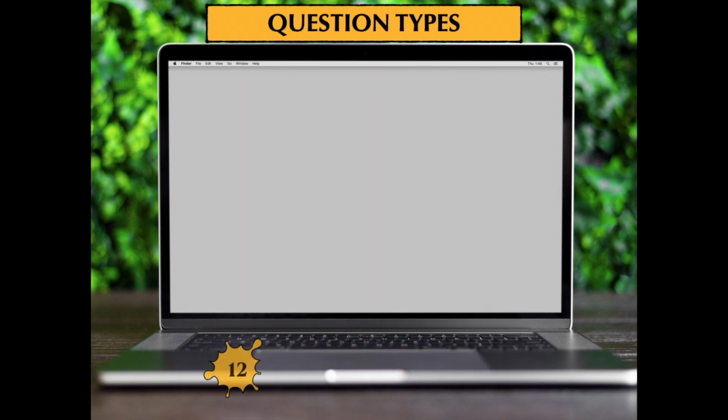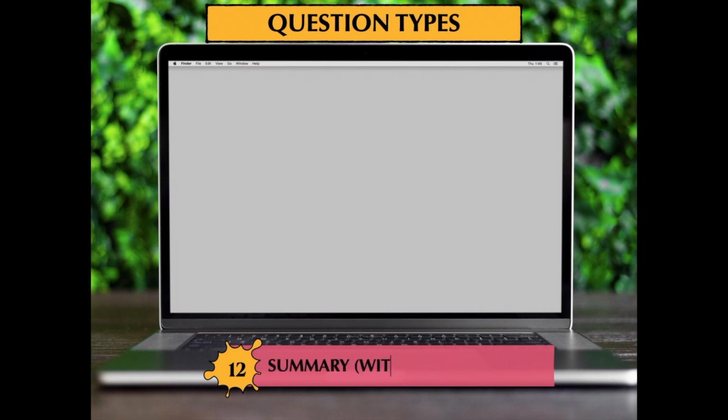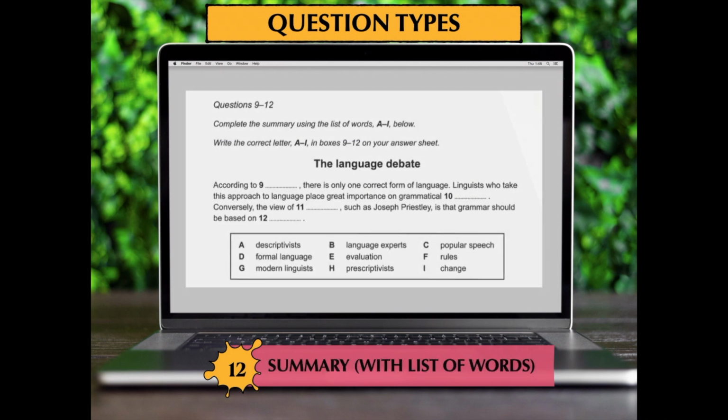At last, you will be having a variation of summary question type, which will be summary with some list of words. This is a little bit easier than the summary question type because here you will be having suggestions given to you from which you will need to choose an answer and put it in the blanks as a summary. Have a look.